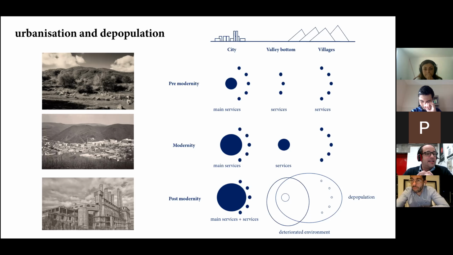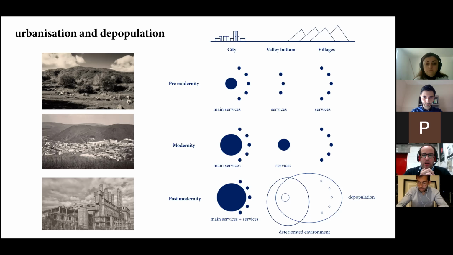Because during the modernity, in this node, the valley bottom, a lot of industrial settlements grew because they needed, for example, water that comes from the mountain for production. They needed population, workers from the villages that were around in these areas. And so in the modernity, I mean in the 19th and 20th centuries, these intermediate nodes between cities and mountains grew a lot. And in these intermediate nodes, hospitals, schools, infrastructural systems, railways, and so on started to grow.